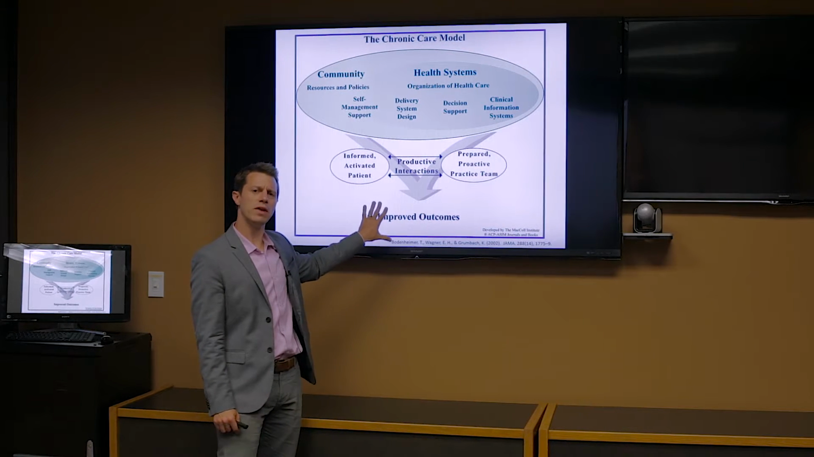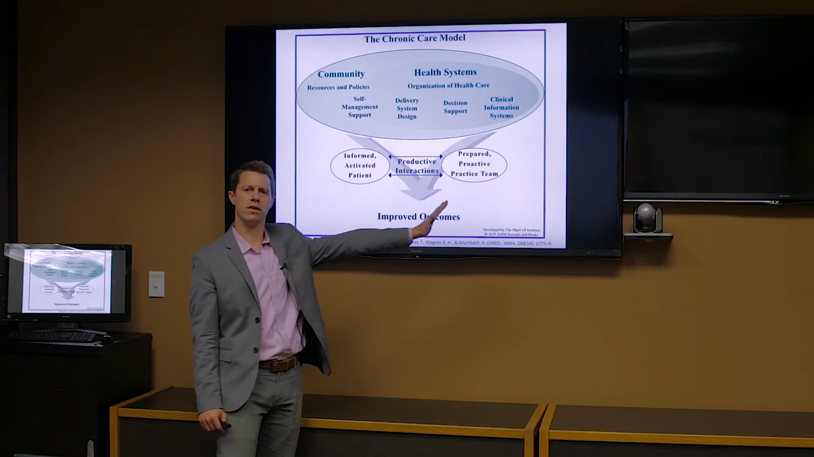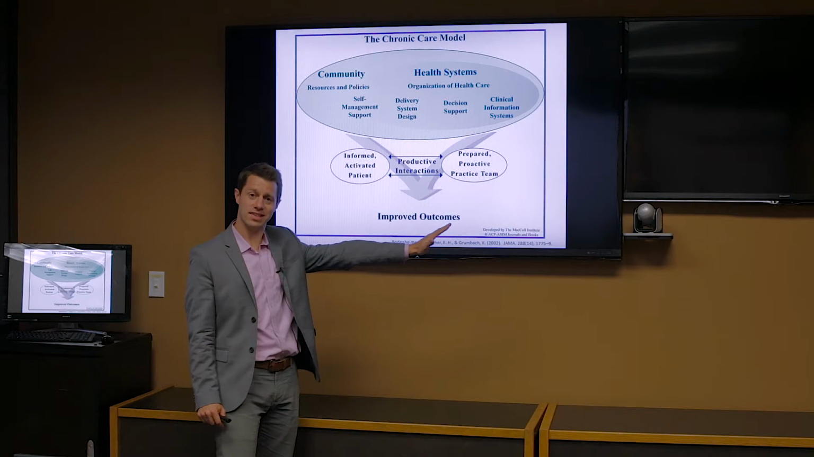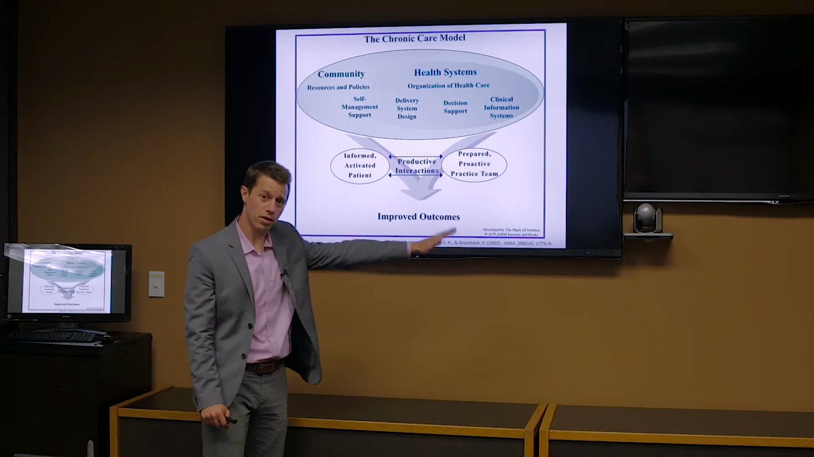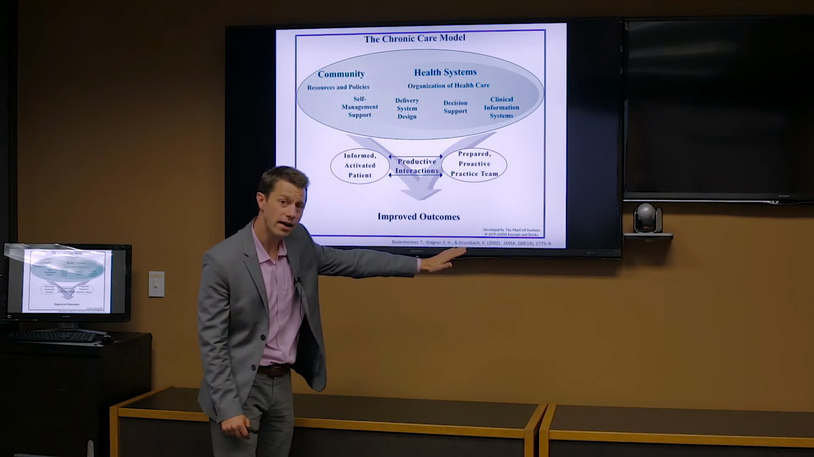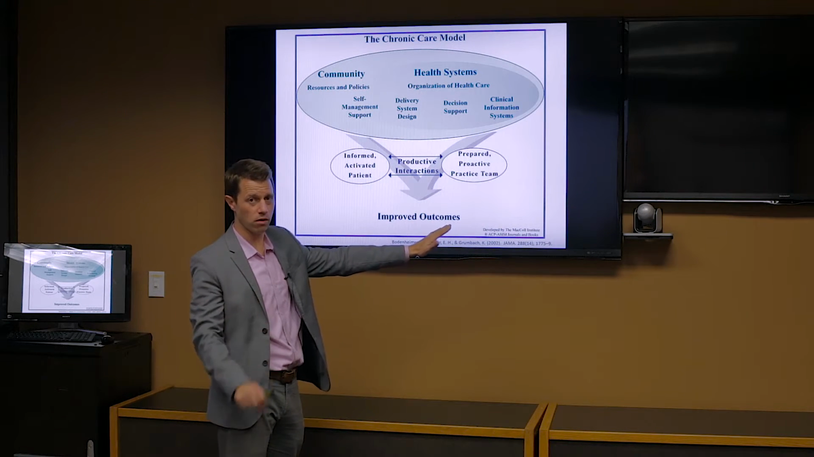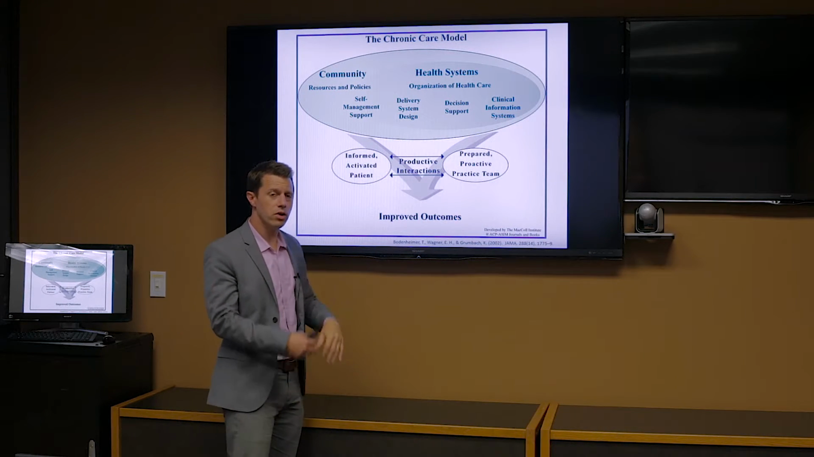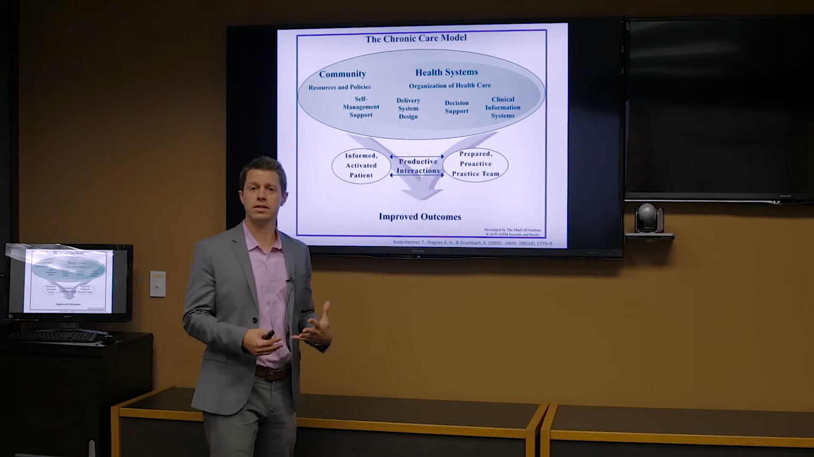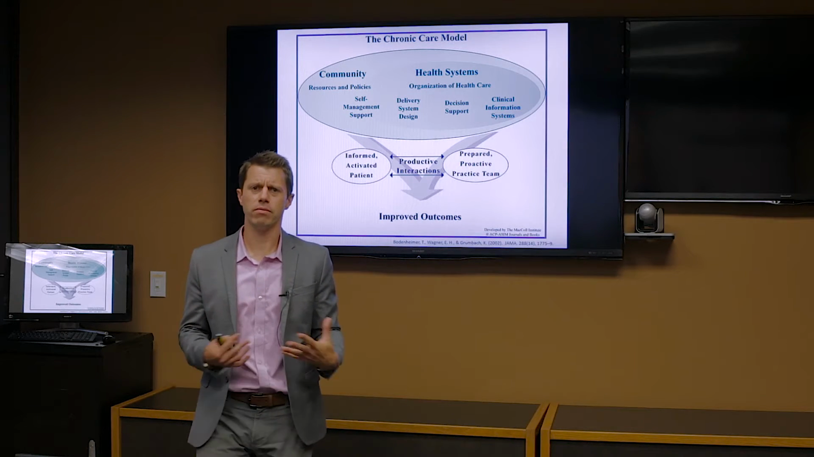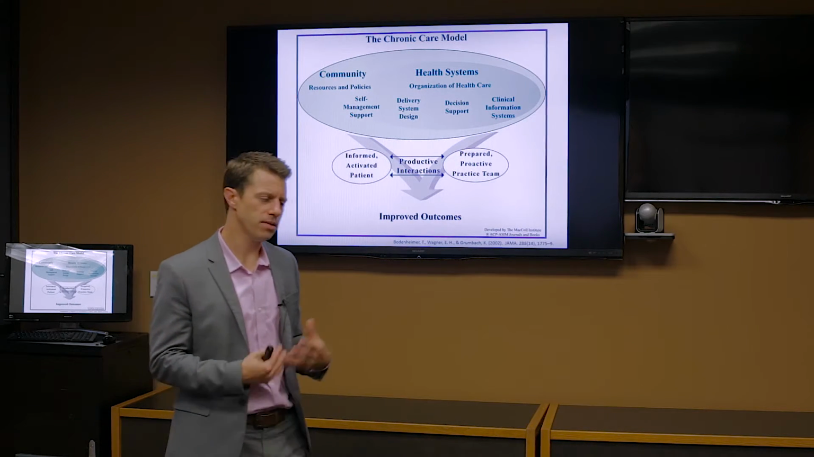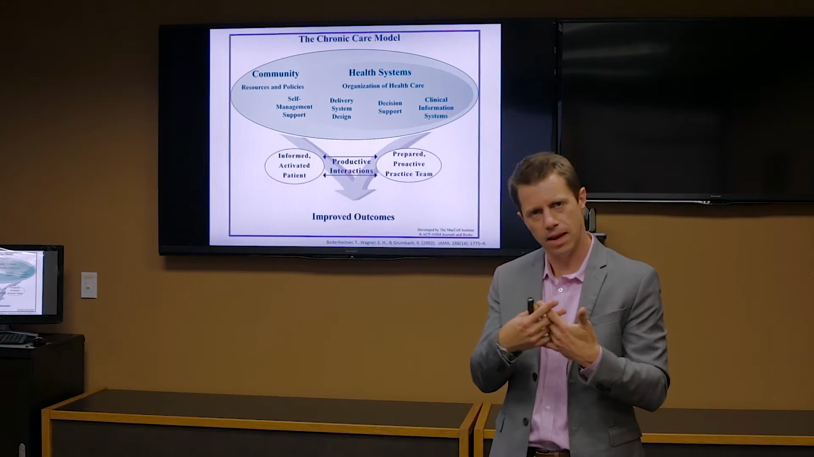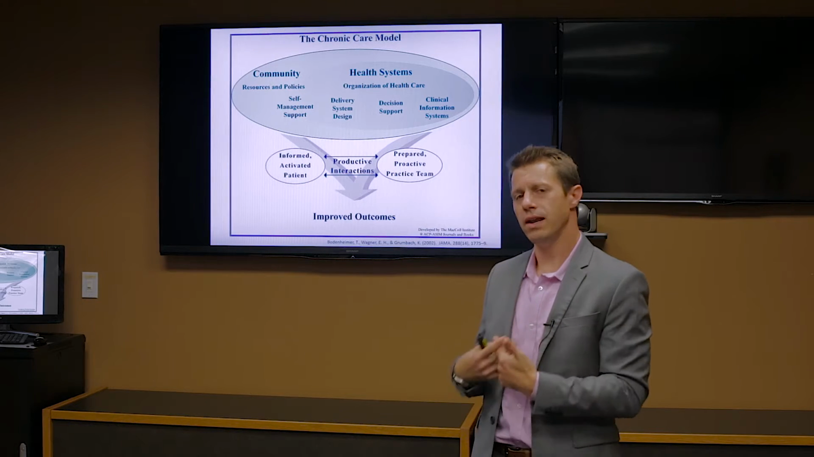The way you get to improved outcomes is you have 2 things. You have on the right, for you, a prepared proactive practice team, a team of providers that are prepared and proactive, not reactive, remember our goalie, and an informed, activated patient. Somebody who is literate in their illness, somebody who's maybe living in recovery, somebody who's able to manage their stuff on their own, and consult with a team of providers to get an improved outcome.